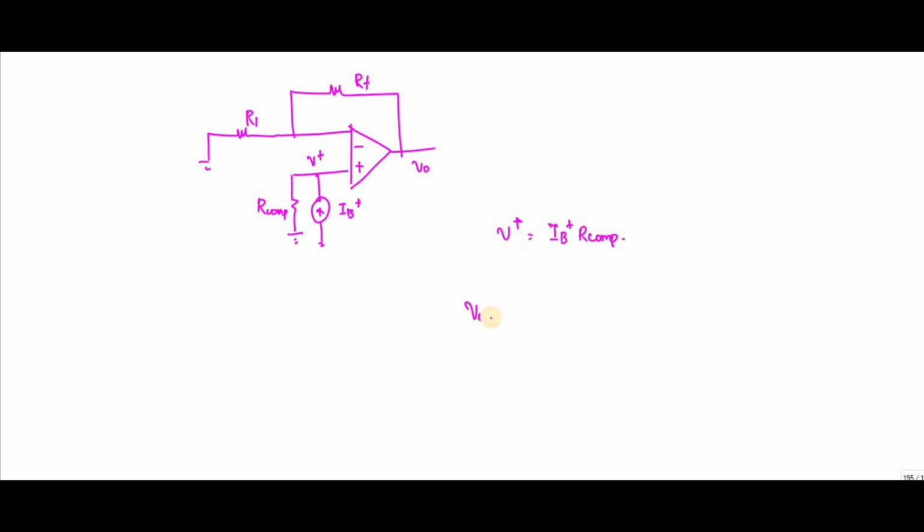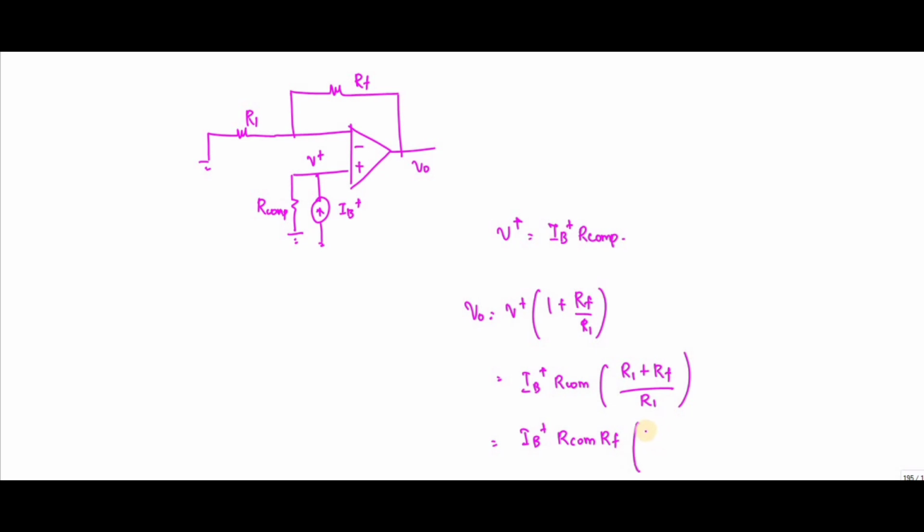Okay. And since I am having a V plus here, I can write V naught is equal to V plus into 1 plus RF divided by R1. Since it is a non-inverting amplifier, I can now write V naught is equal to IB plus RCOM into R1 plus RF divided by R1. And I am going to multiply RF on both sides. Okay. So this is the answer.